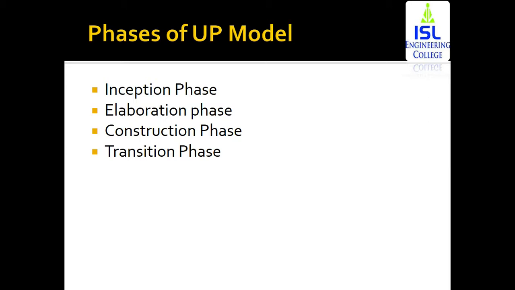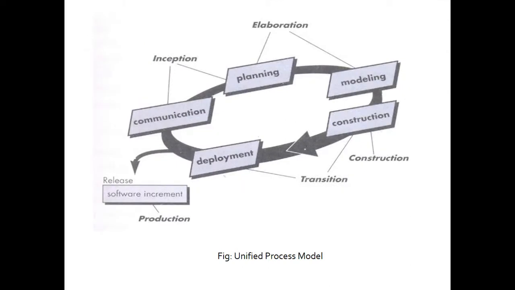Coming on to the phases of the unified process model. There are four main phases of the unified process model. The first one is inception, second is elaboration, third is construction, and the fourth is the transition phase. Now coming on to the diagram, this is how your unified process model is going to look. In here you can see that you have got the different phases, like the communication phase. In which order are these phases?